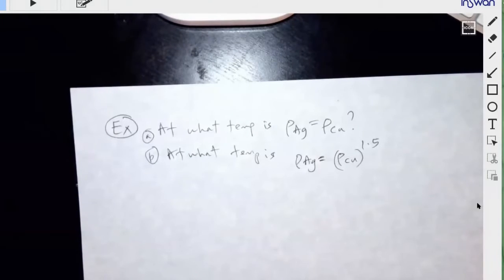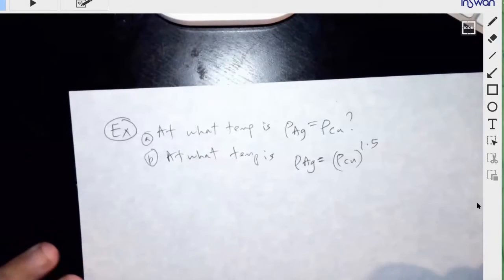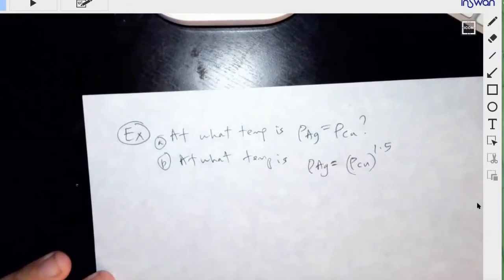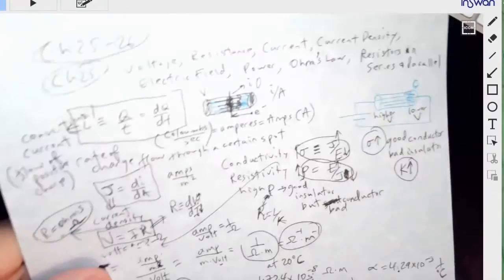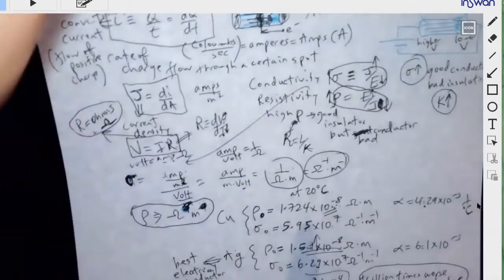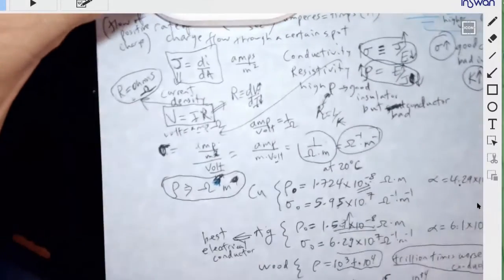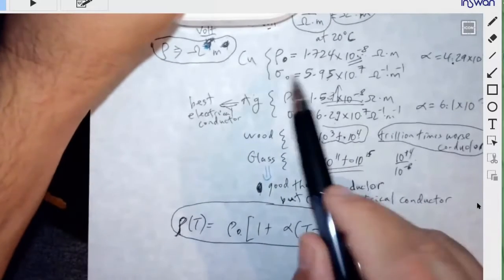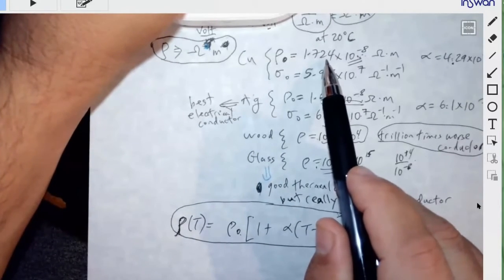So maybe you had some reason why you want to warm the silver and make it a certain ratio of the resistivity of copper, and then you could warm it to that temperature. So if we want them to be equal, then you just use this equation right here, right? This one, and then put the values in.